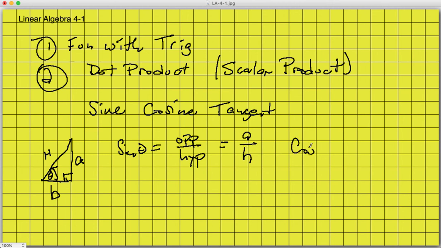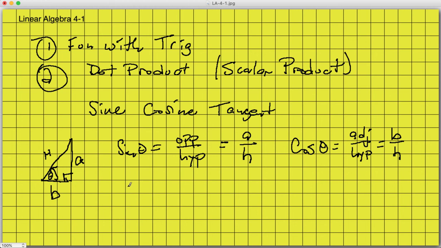And cosine of theta was equal to the, actually, I've made a mistake here already. I said opposite, but I called it A. Over here, cosine would be the adjacent over the hypotenuse, which in this case would be B over H.